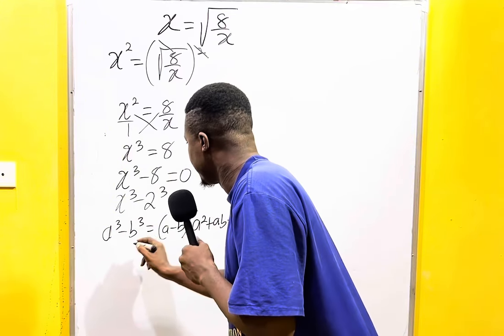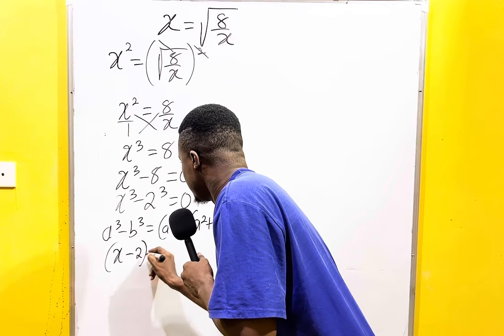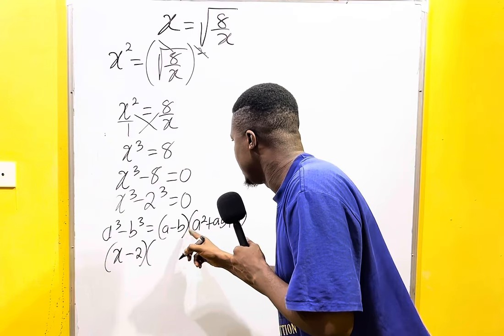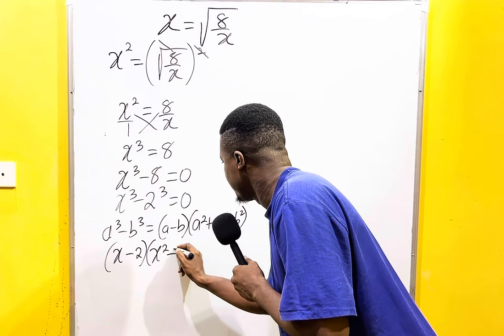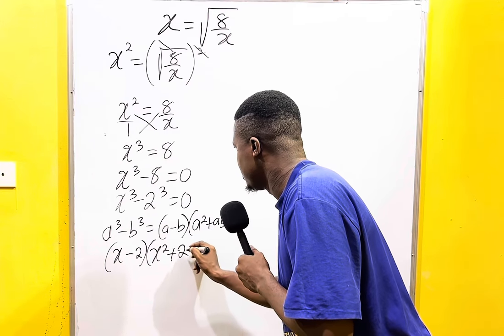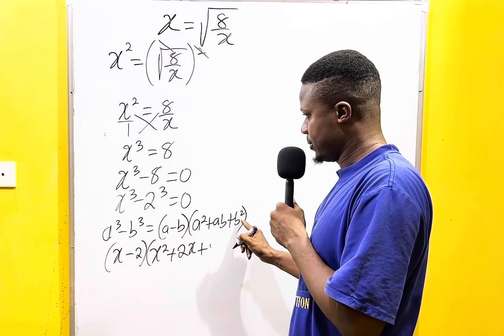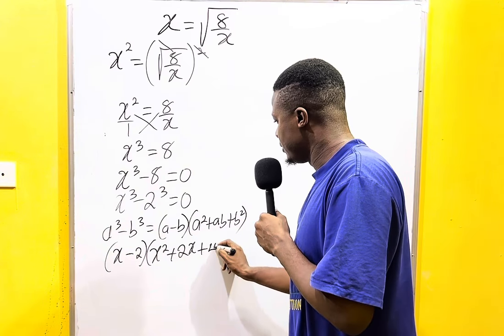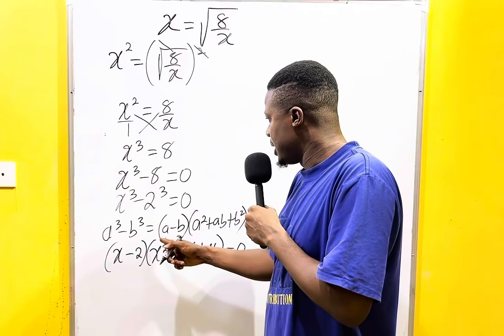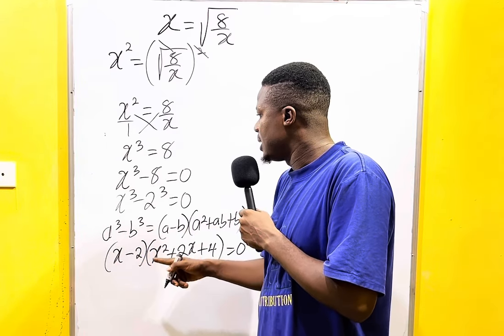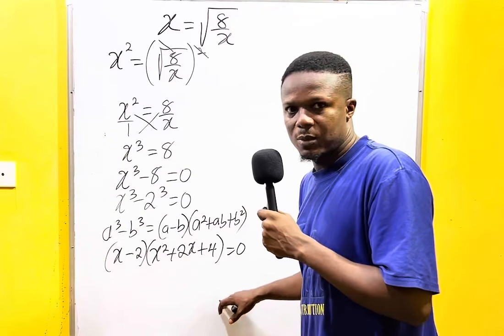So from this we can have x minus 2 into, seeing a again, you replace a with x, which is x squared plus 2x, 2 times x, then plus 2 squared, right? And 2 squared will give us 4. Everything is equal to 0. So use your a as x, use your b as 2, and substitute here, you're going to get this back.